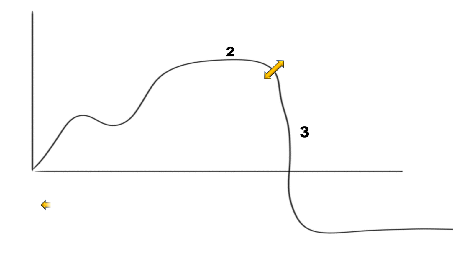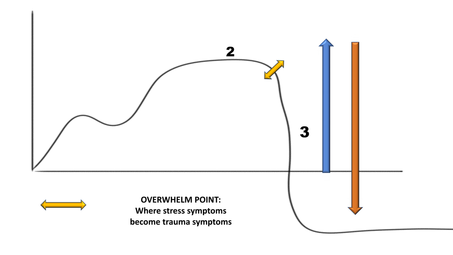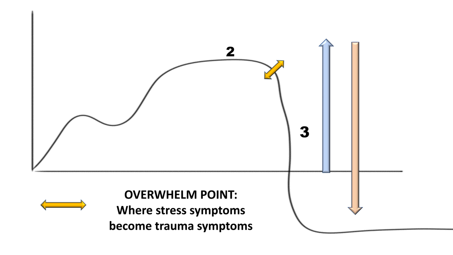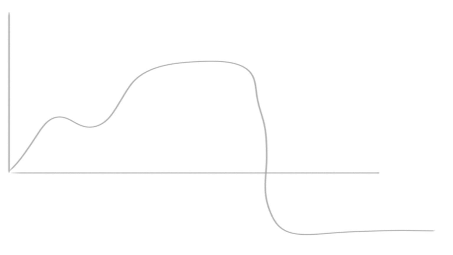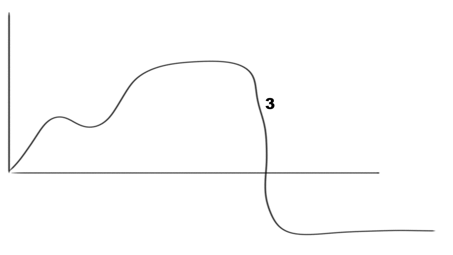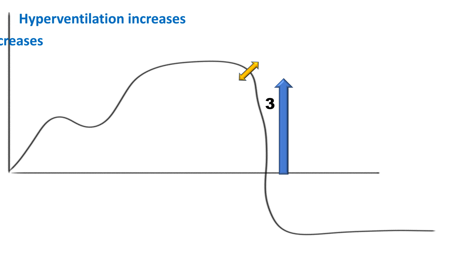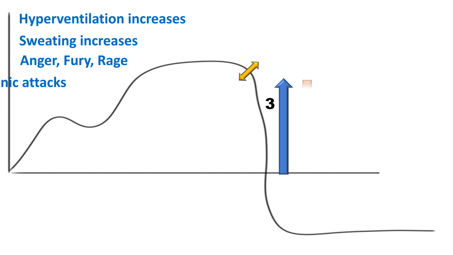So state 3 is where the symptoms become trauma responses rather than stress responses, because the nervous system becomes overwhelmed and cold symptoms begin. We've still got the old ones going on, but new symptoms are happening too. So in state 3, even though we've passed the overwhelm point, we've still got the activation going on in our body. So we still have fast breathing, increased hyperventilation, increased sweating, anger, fury, rage, and we can still have panic attacks. But what's also going on is the nervous system is deactivating us.